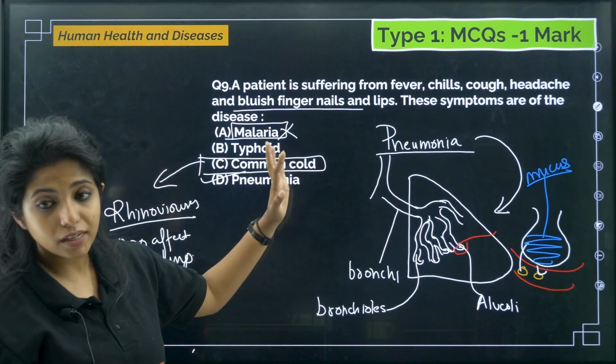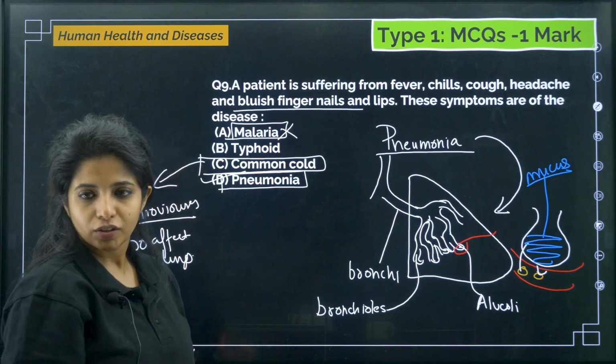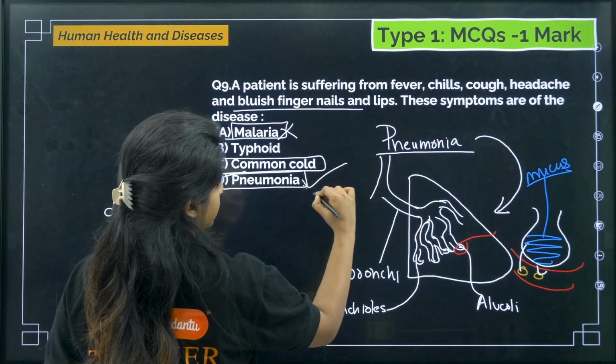Common cold is caused by virus. Pneumonia again is caused by bacteria, the names about which I asked you to remember as of now. So this is the correct answer. I'll write tick, tick, tick.